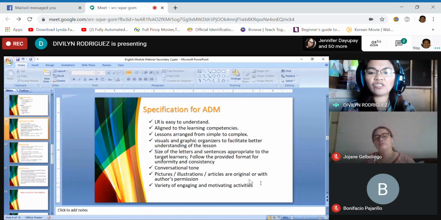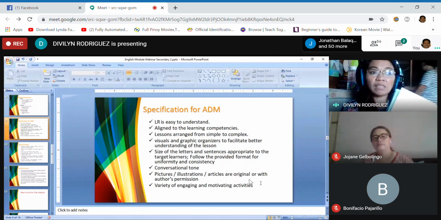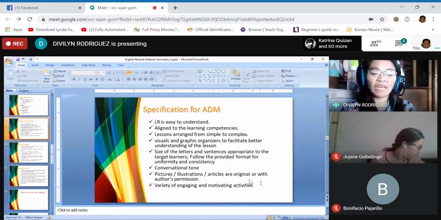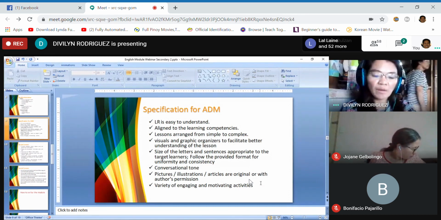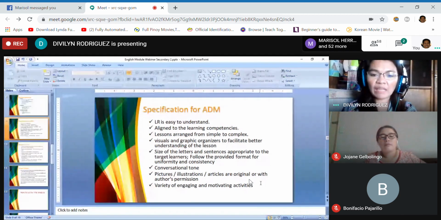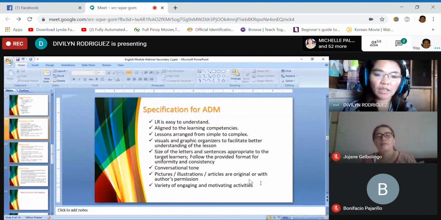Pictures, illustrations, and articles are original or with author's permission. So there are free sources of illustrations from our LRMDS portal. So we can use them. Aside from that, we also have our in-house illustrators, as mentioned by Ma'am Jojane earlier, who are going to make our illustrations. And if we are going to lift it from other sources, author's permission should be sought.